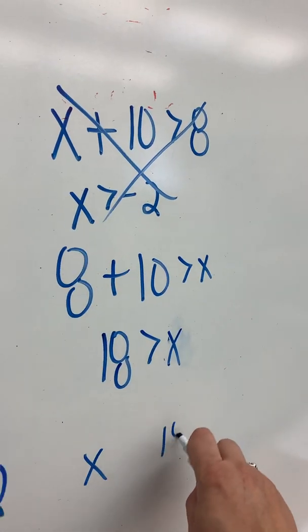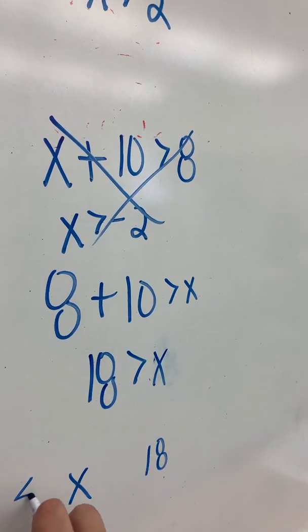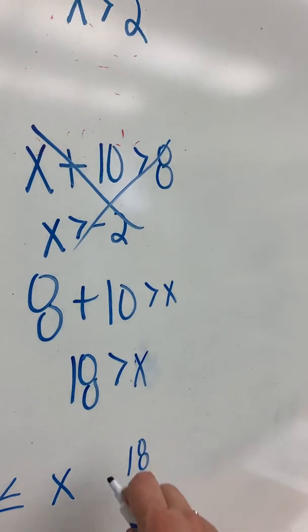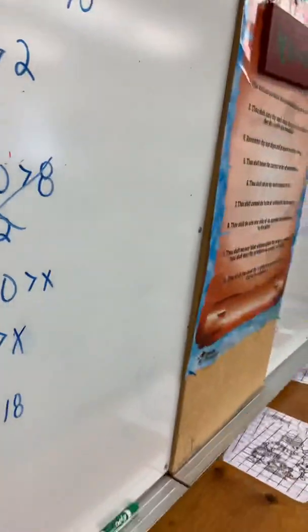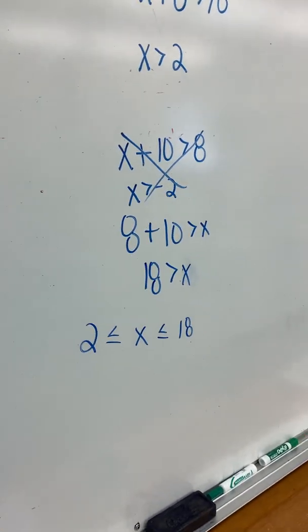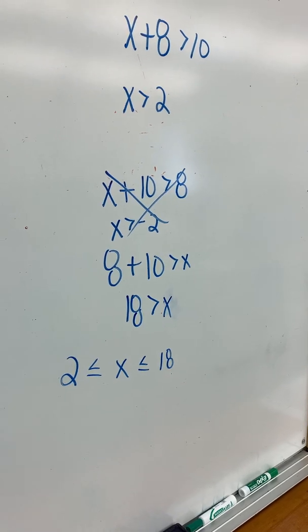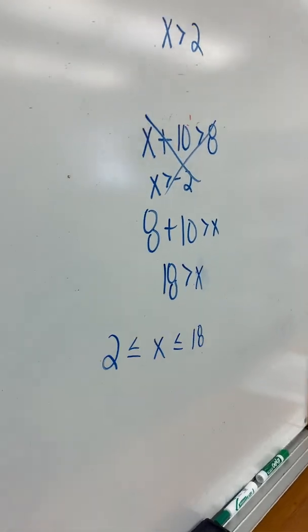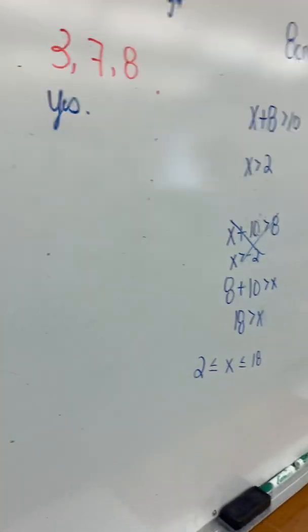Okay, so I'm going to write this as 2 ≤ x ≤ 18. X has to be greater than or equal to 2, but less than or equal to 18. That would be your range. That's what you'd have to write. Yep, that's what you would have to write. Okay?